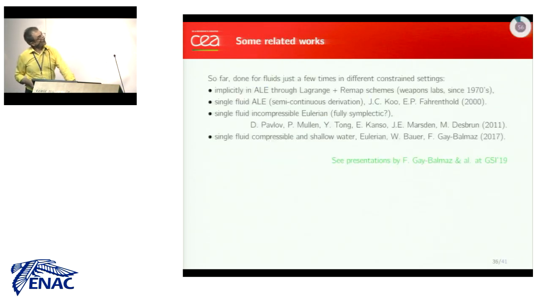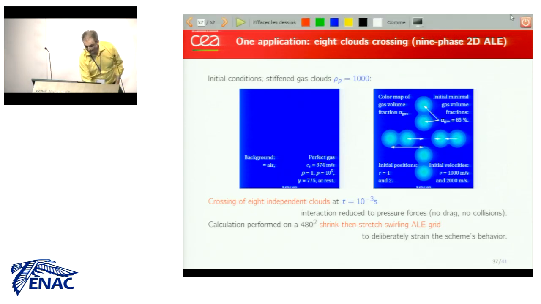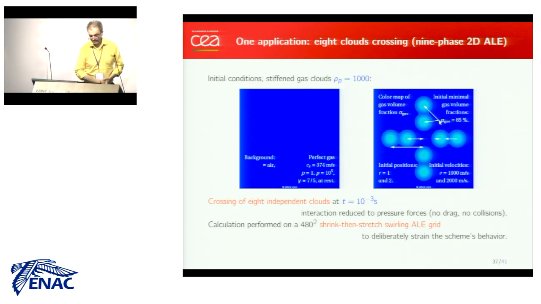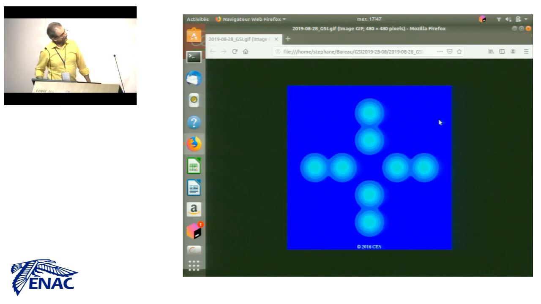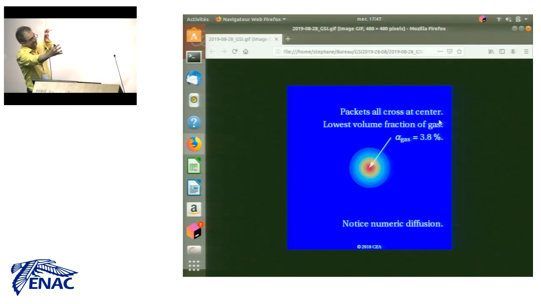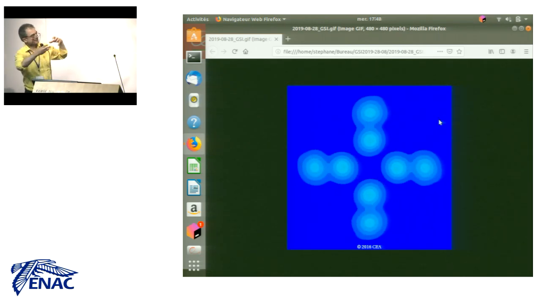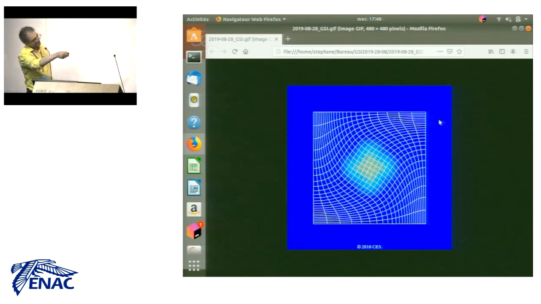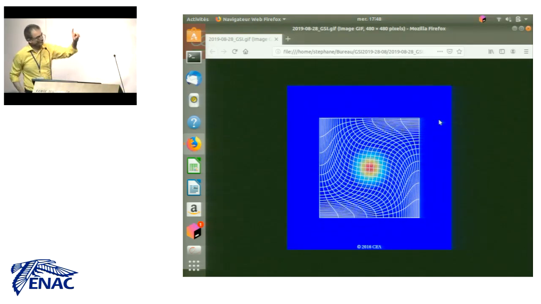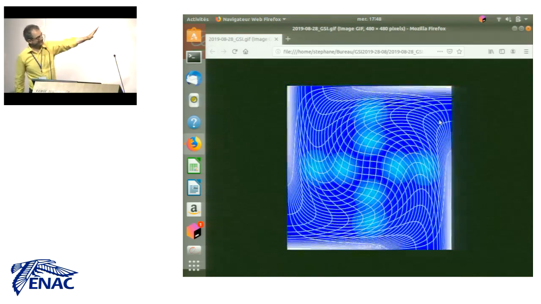So some related work, and here is the test. What you see is 8 clouds of water moving in air at very high speed, 3,000 meters, and here is the mesh. So you see the calculation was done on a moving mesh. So this is an ALE simulation, okay?